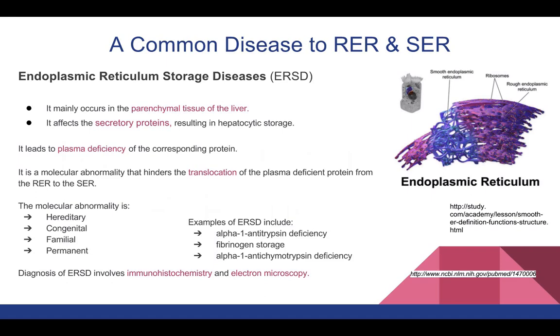The molecular abnormality is hereditary, congenital, familial, or permanent. However, the storage disease is exclusive for the mutant protein and is a predisposition for the development of chronic cryptogenic liver disease. Examples of ERSD include alpha-1 antitrypsin deficiency, fibrinogen storage, or alpha-1 antichymotrypsin deficiency. The diagnosis of endoplasmic reticulum storage diseases involves immunohistochemistry and electron microscopy.